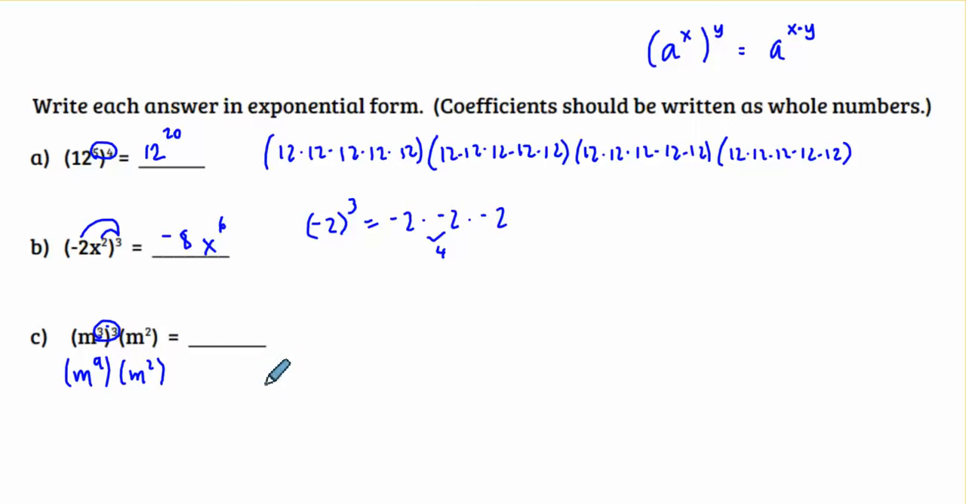Okay, just make sure you realize this is not m to the ninth to the second power. That would be m to the 18th. That's not what this is. This is just a good old-fashioned multiplication problem. M to the ninth times m to the second is equal to m to the, what do you do with your exponents? You add them. So that would be m to the 11th.